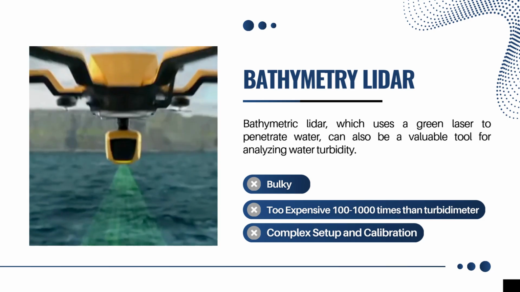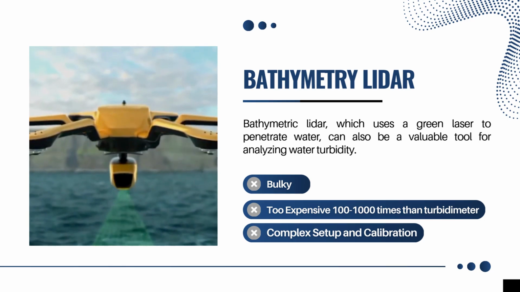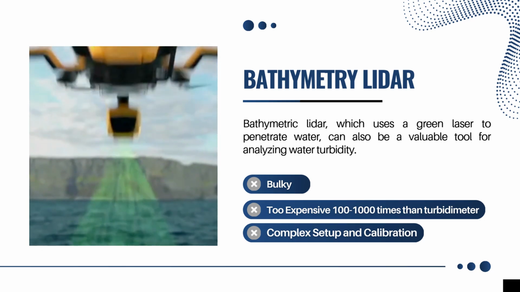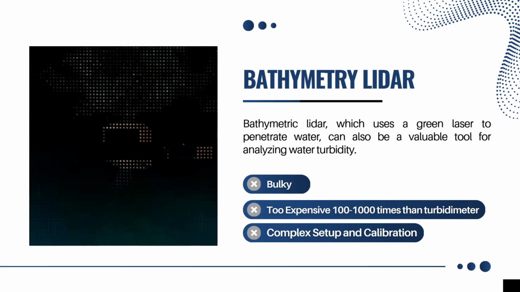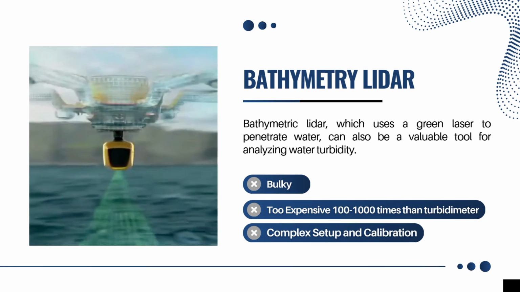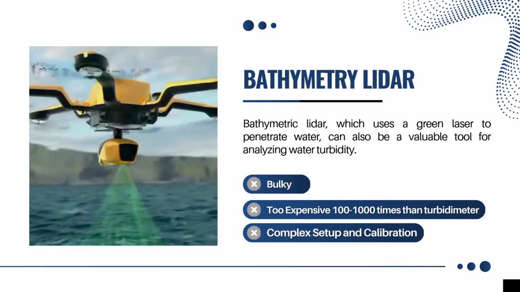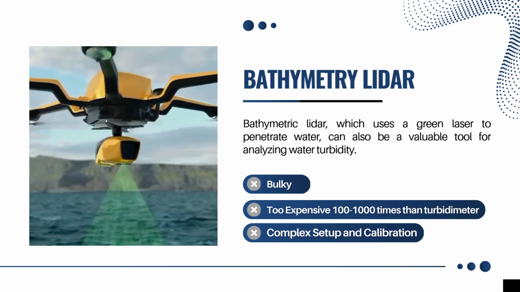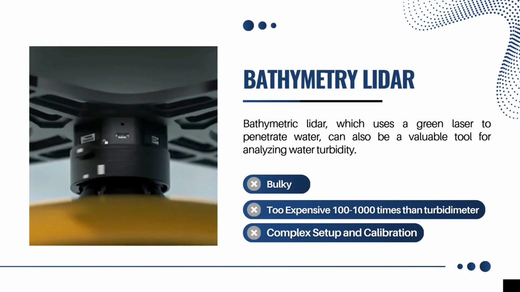First, it's bulky, requiring aircraft, drones, or heavy equipment to operate. Second, it's extremely expensive, costing 100 to 1,000 times more than a typical turbidimeter. And third, it needs a complex setup and calibration, making it impractical for everyday use in small or shallow water bodies. That's why a compact red laser LiDAR like mine offers a smarter solution for shallow water turbidity monitoring.